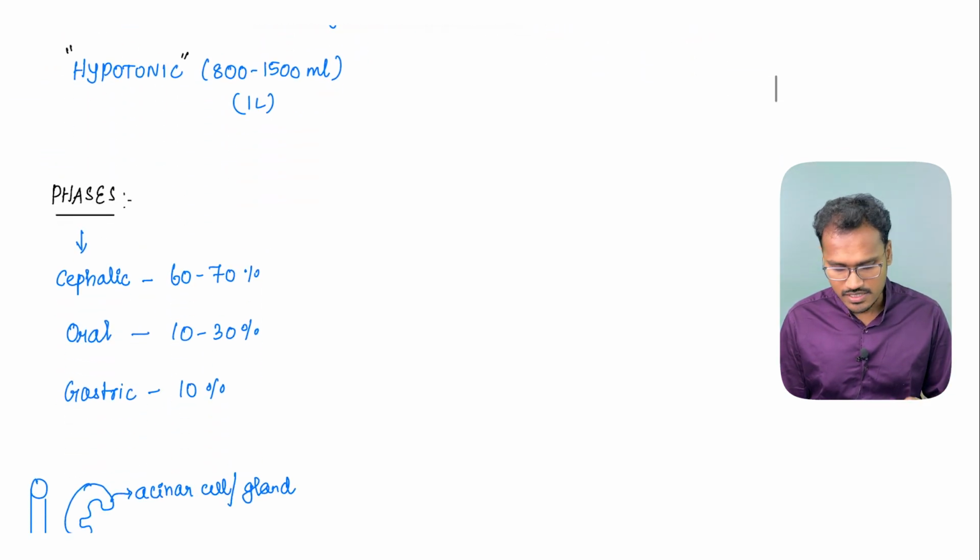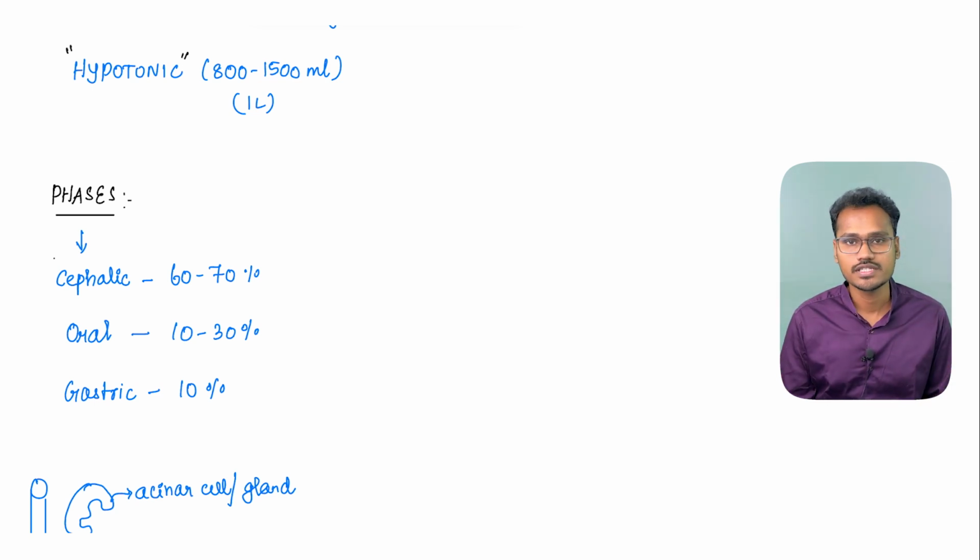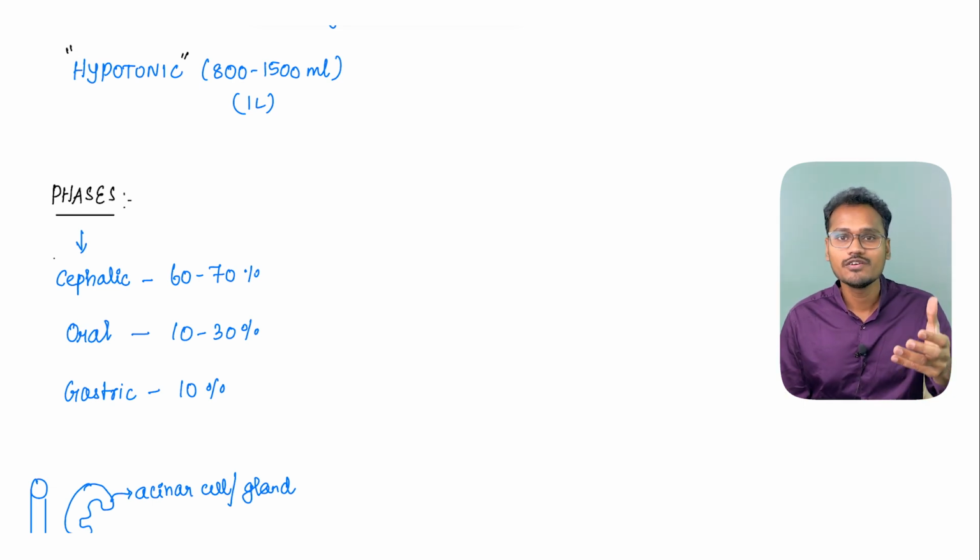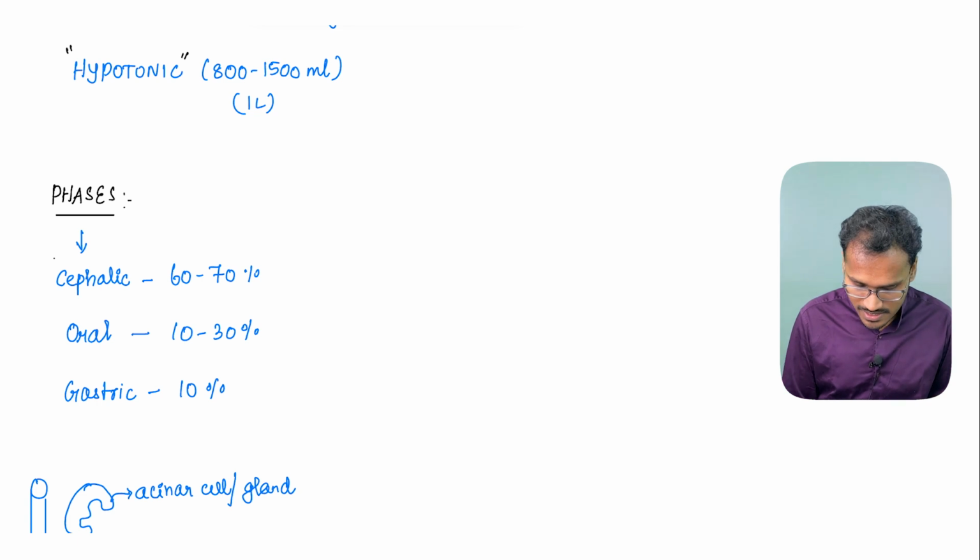Then coming to the phases of secretion, the first phase is the cephalic phase. Cephalic phase means the food has not actually entered the mouth, but you smell the food or you look at the food, or you think about the food. Right now also, some amount of salivary secretion will be coming when you think about the food. That is called the cephalic phase of secretion.